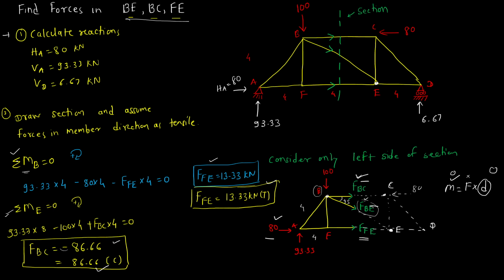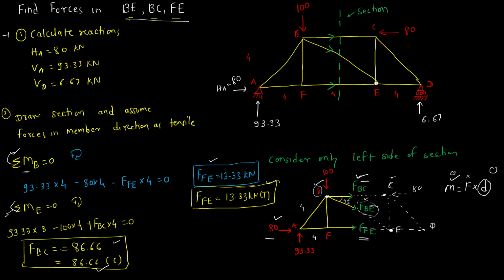Then how to decide about which point the moment should be taken? You pay attention to this diagram or the section and see among the unknown forces. What are the unknown forces here? BC, BE and FE. From which point are 2 forces passing? Out of 3, if 2 forces are passing through one single point, you take the moment about that point. So here you can see about point B, BC and BE, these 2 forces are passing through point B only. So you can take moment about B.